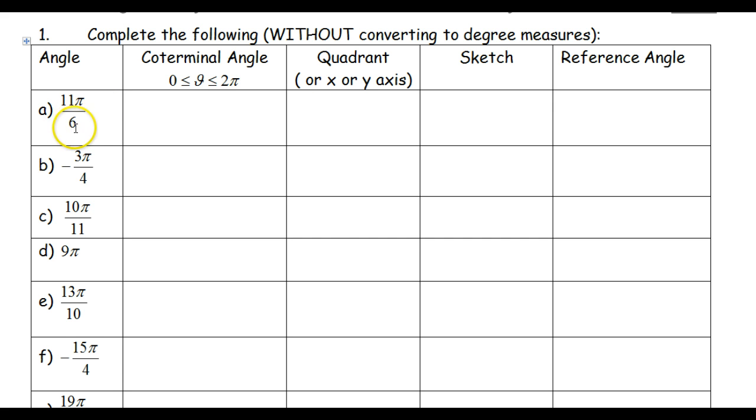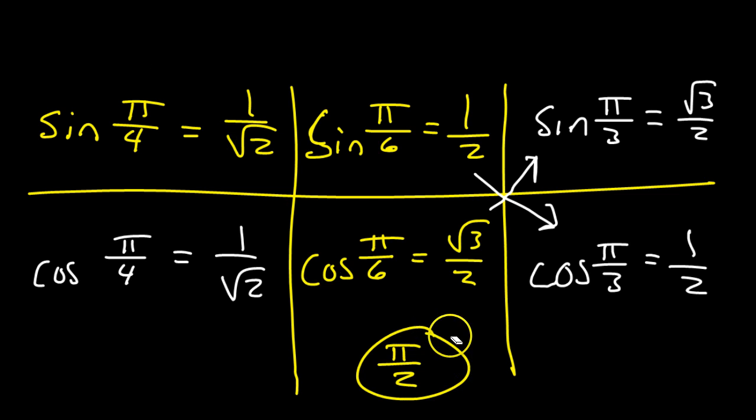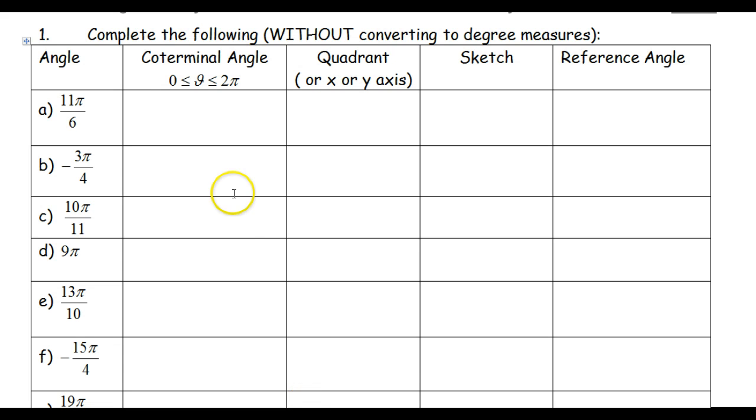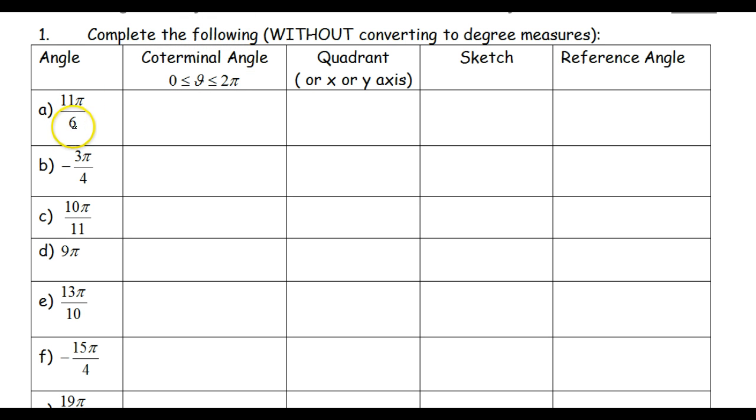When you have special angles, and when I'm talking about special angles, I'm talking about pi over 4, pi over 6, pi over 3, or pi over 2. Okay, these are special angles. So the reference angle when you have a special angle is really simple. It's just going to be pi over the denominator. So as soon as I see 11 pi over 6, that's a special angle. I know the reference angle is going to turn out to be pi over 6.